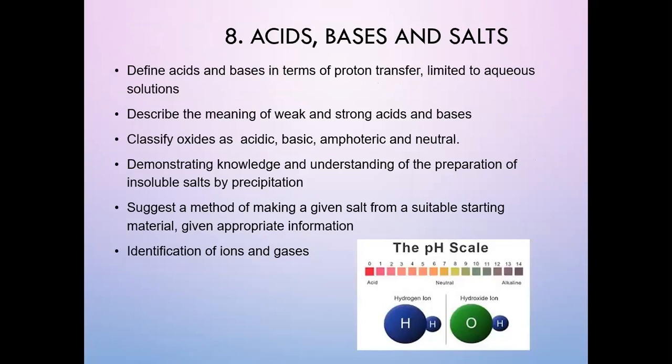Acids, bases, and salts. You should know that acids are proton donors and bases are proton acceptors. You should be able to define strong and weak acid, classify oxides as acidic, basic, neutral, and amphoteric. Questions about the different methods of salt preparation are very common in both paper 4 and 6. Study the different methods and you'll be able to really score well. Do not confuse the pH scale with the degree of acidity. The more acidic the substance is, the lower the pH.